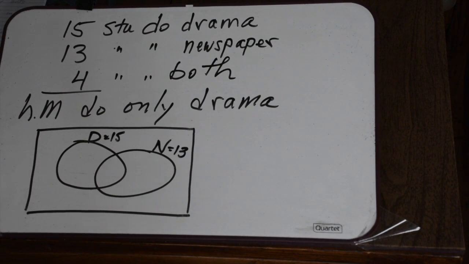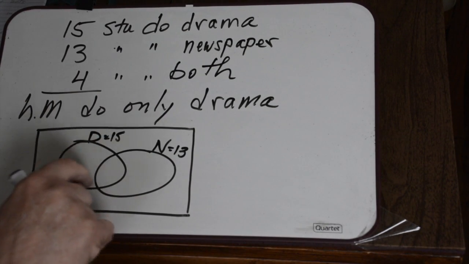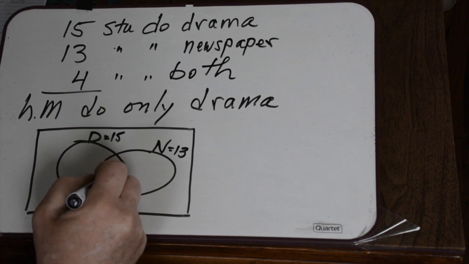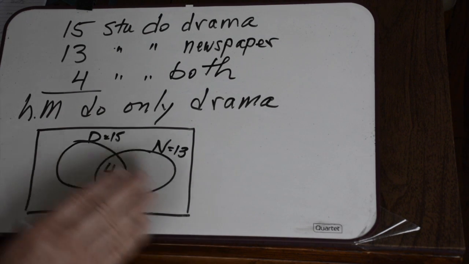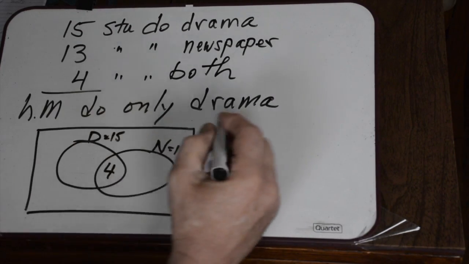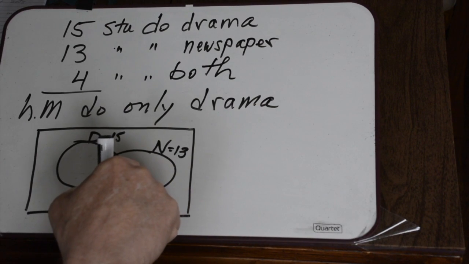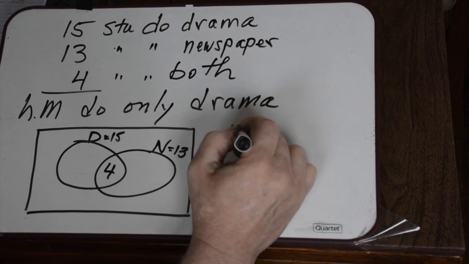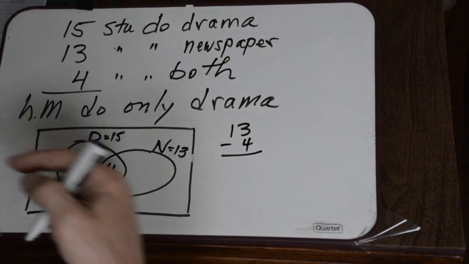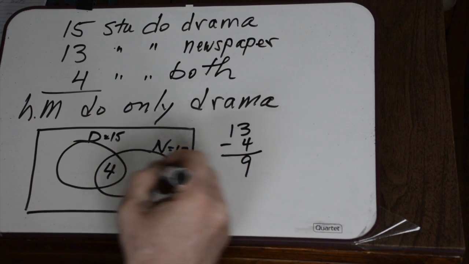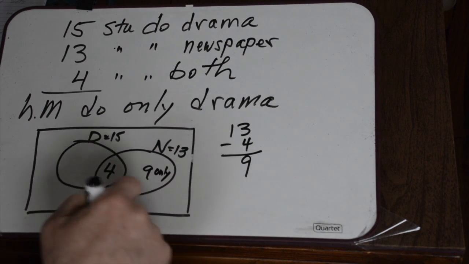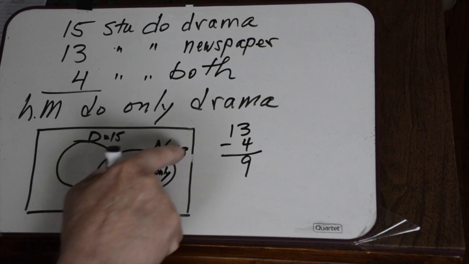Okay? But how to start? Where do you go? Well, the way you start is look at the overlap. This is the most specific piece of information we have. We know that 4 do both. Well, let's look at it now. If 13 are in the newspaper all together, and 4 are also doing something else, how many are only in the newspaper? 13 in the newspaper, minus 4, of which of the 13 are also doing the other thing, the drama. That leaves 9. So that means you have 9 here who are only newspaper. 4 here, together they make 13.